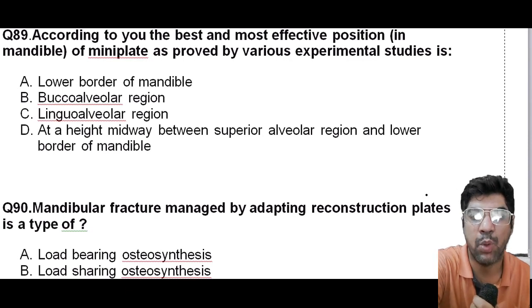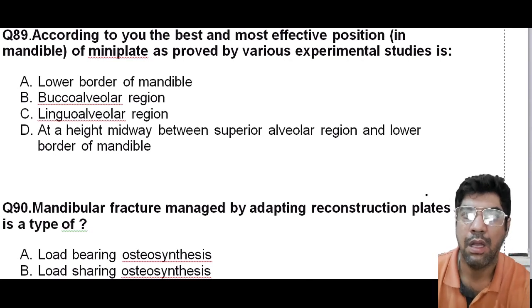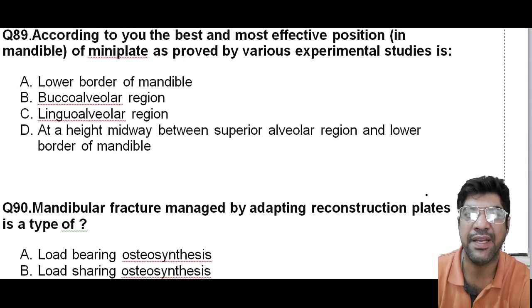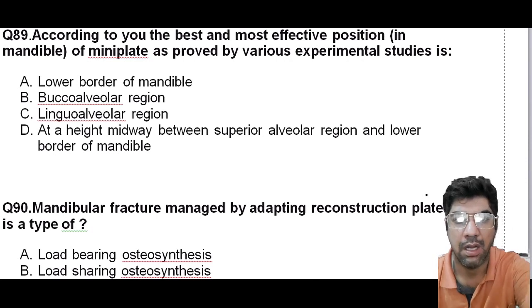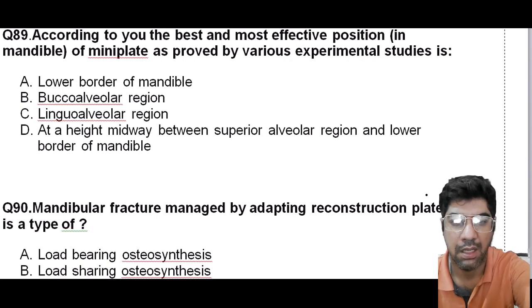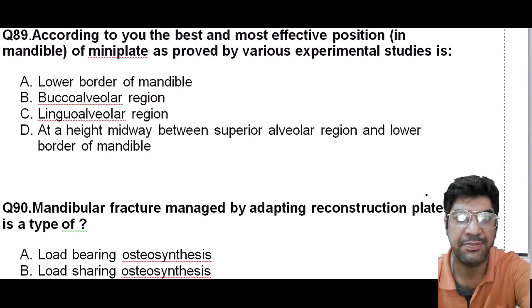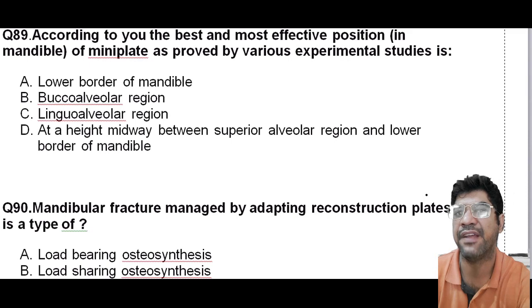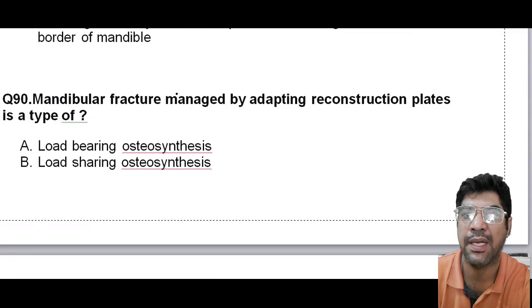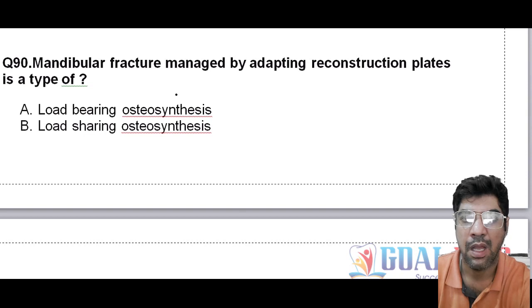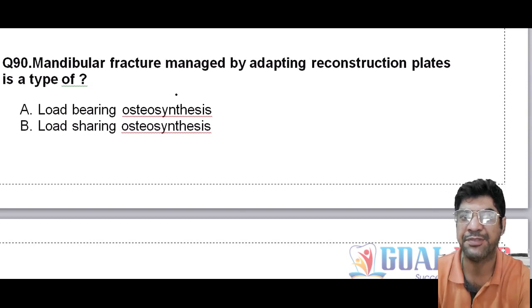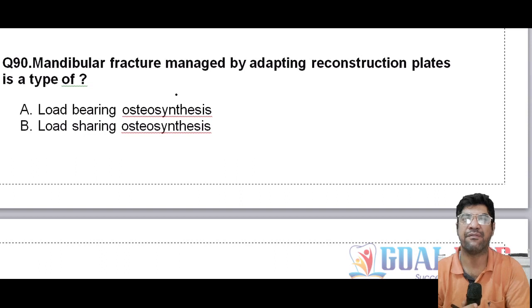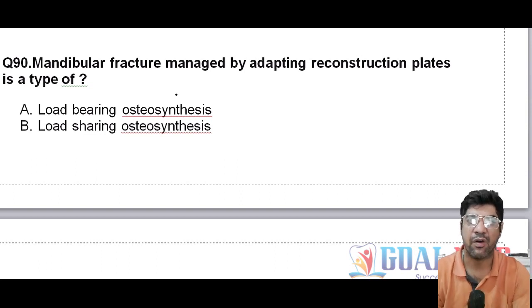According to you, what is the best and most effective position of mini plates as provided by various experimental studies? It's the linguo-alveolar region. According to Rowe and Williams, the experimental studies have shown that the most effective and favorable position for mini plate fixation in the mandible is the linguo-alveolar region. This region is chosen because it experiences the greatest tensile force during mandibular function, making it an ideal site for fixation.